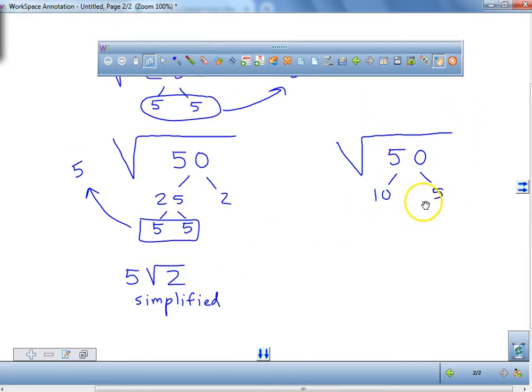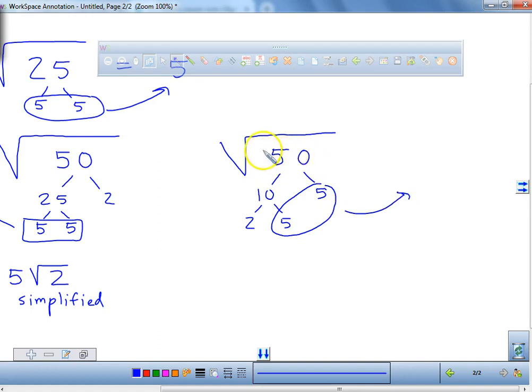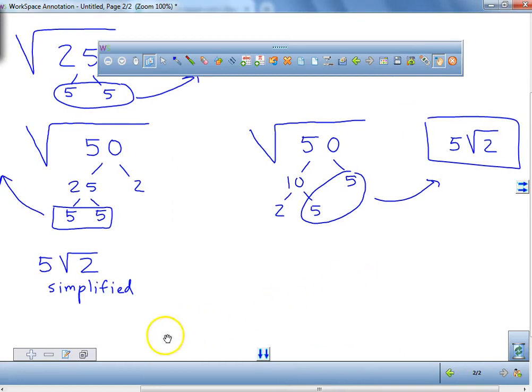What about this? Can we get to the same answer doing it this way? Sure, watch. What does 10 break down to? A 2 and a 5. Is there still a pair of 5s? Yes. So what comes out from underneath the radical symbol? 5. What stays inside of it? 2. So either way, you still get the same simplified answer. Okay, so guys, write that down. I'm going to pause it, and we're going to do another one.